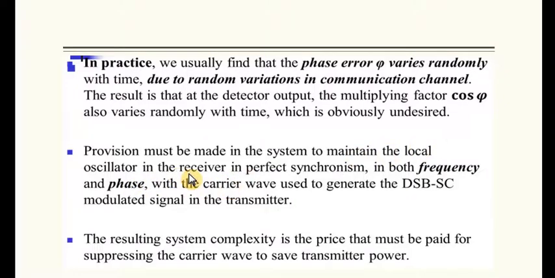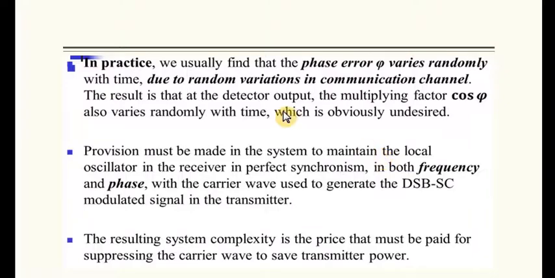So therefore, provision must be made in the system to maintain the local oscillator in the receiver in perfect synchronism in both frequency and phase with the carrier wave used to generate the double sideband suppressed carrier modulated signal in the transmitter. So in simple words, the carrier signal in the transmitter and the receiver should be synchronized in terms of phase and frequency. They have to be perfectly in synchronism. Otherwise, we will have undesired effects.